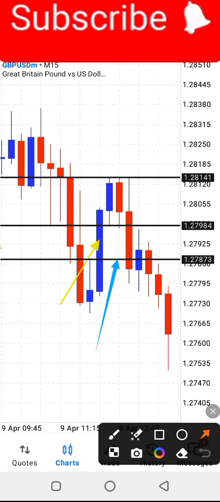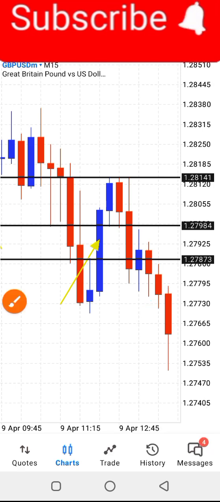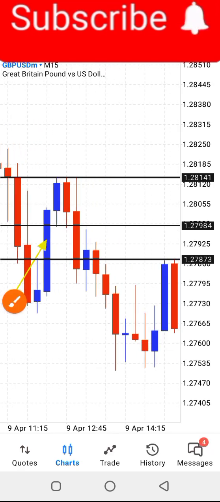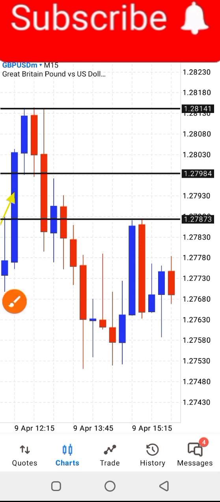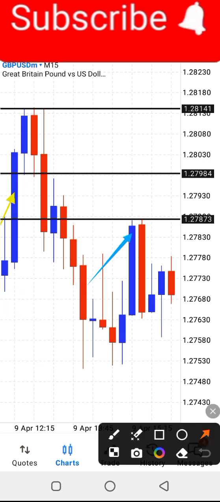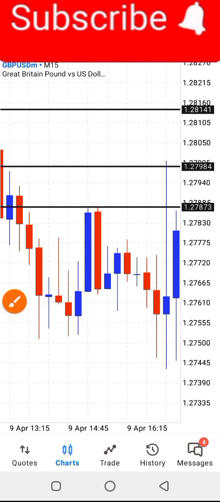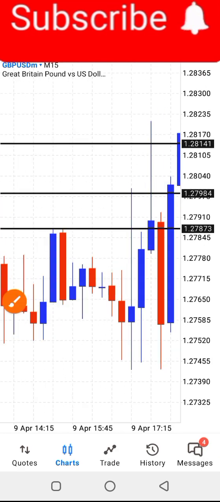I can place my pending sell order right here, waiting for a tap in. This candle did not tap in. It got very close. Let's move to the right to see if we got a tap in later. This is very close. I think this one tapped in, but because of spread, we might not have gotten activated. It just kissed the line. Let me move to the right to see if we had a proper tap in.